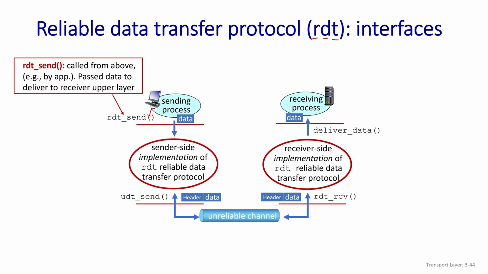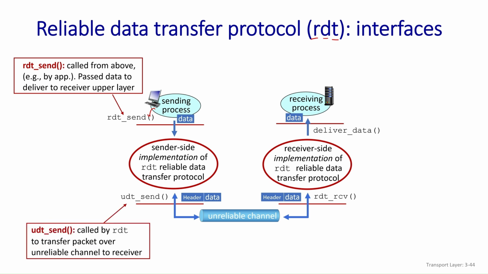And then the transport layer needs to hand over this data to the network layer, or onto the unreliable channel. For that, I will be using this second method, which is udt_send, unreliable data transfer send. This is called by the reliable data transfer protocol, rdt, to transfer packets over the unreliable channel.